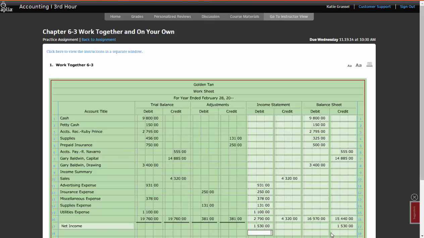Now, think about if it's a net loss. The same thing's going to hold true. Line 17 is not going to say net income, it would say net loss. And I would put it here as a credit and there as a debit. It's the same concept, you just have to reverse the numbers. So now what I need to do is I actually need to add down, and then my debits and credits will equal in my income statement and balance sheet columns.